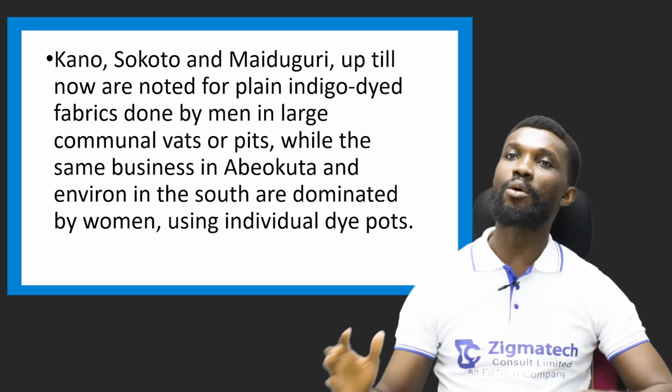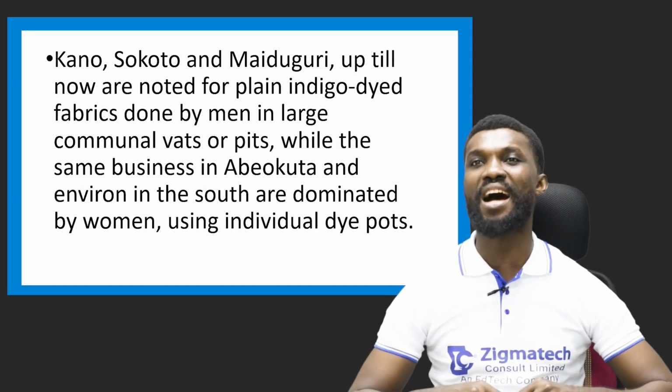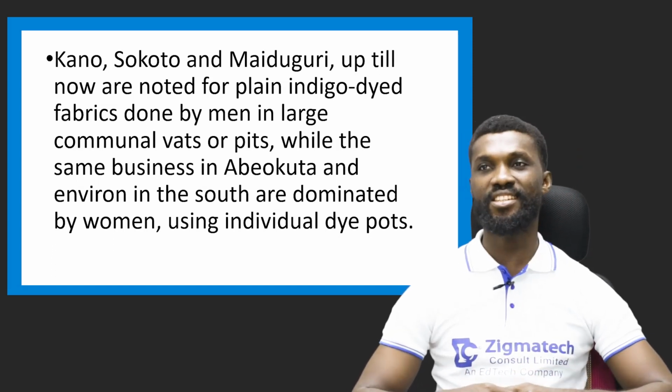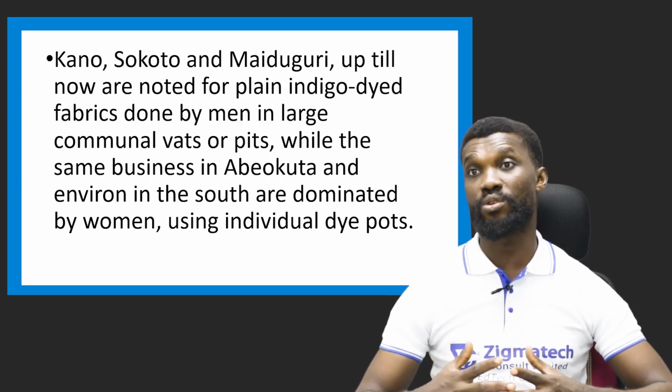So this is even a young boy producing his own fabric for export. Now, Kano, Sokoto, and Maiduguri, up until now, are noted for plain indigo dye fabric done by men in large communal vats of pit.